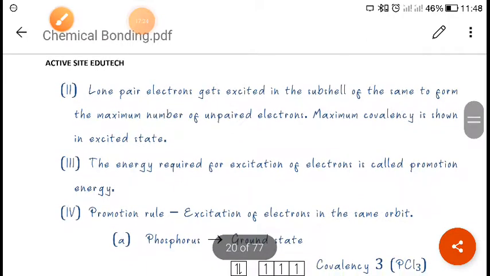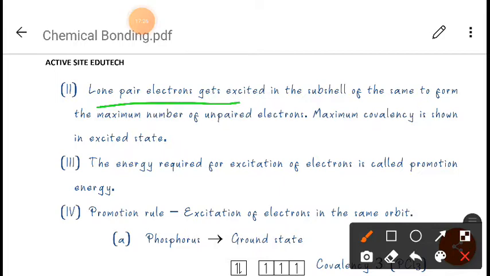Now next is the lone pair of electrons. If a lone pair of electrons gets excited in the subshell of the same shell to form the maximum number of unpaired electrons, then the maximum covalency is shown in the excited state. We will see how it happens. Always remember that the maximum covalency will be shown in the excited state.